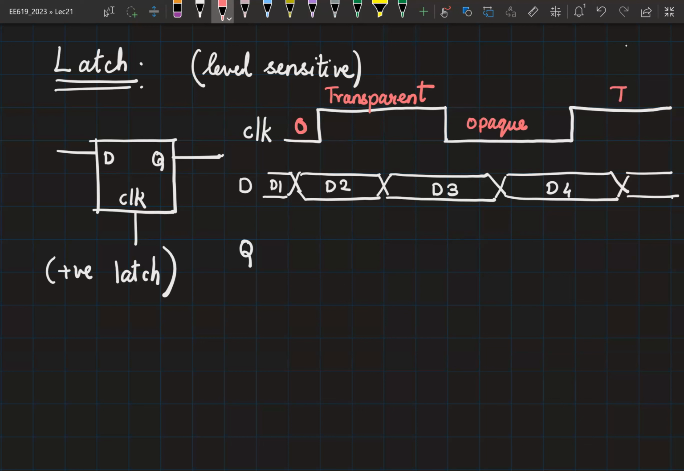So can you sketch out the waveform? After you have sketched out the waveform, see if you are able to figure out the important delay parameters, the timing parameters for a latch.